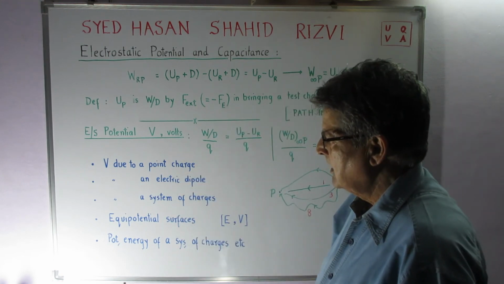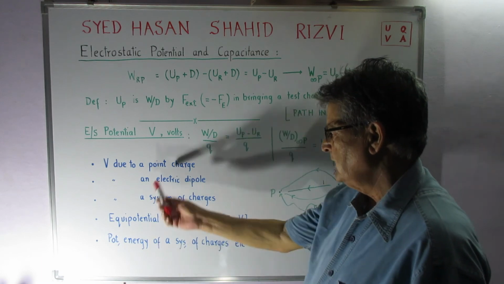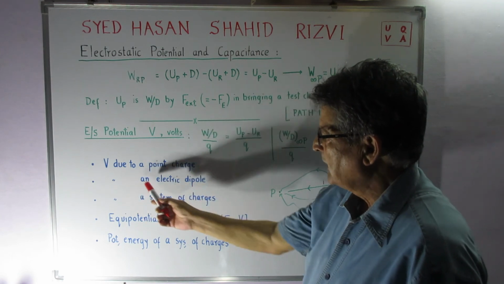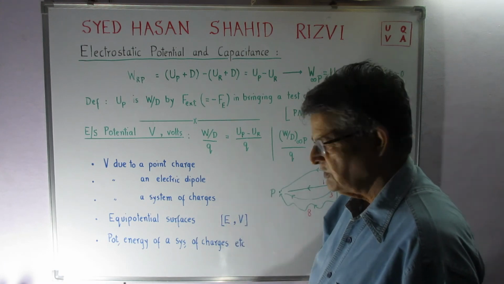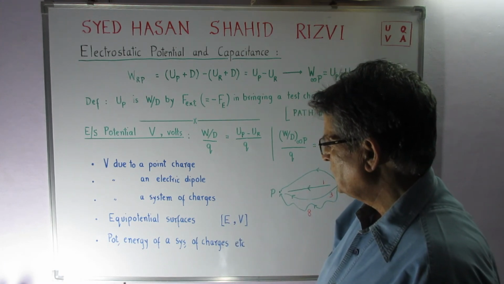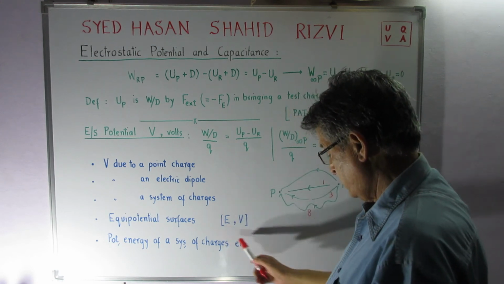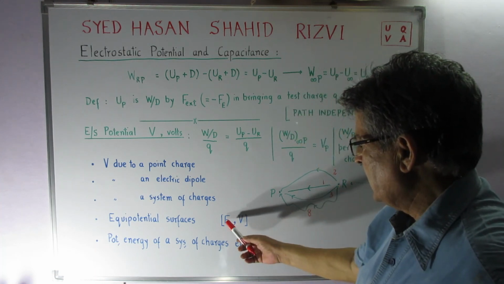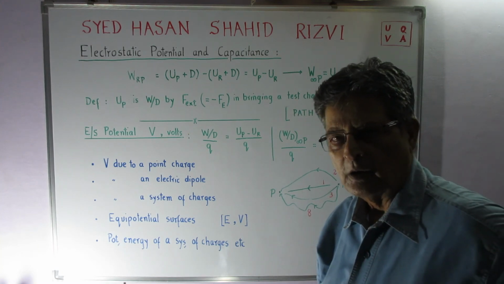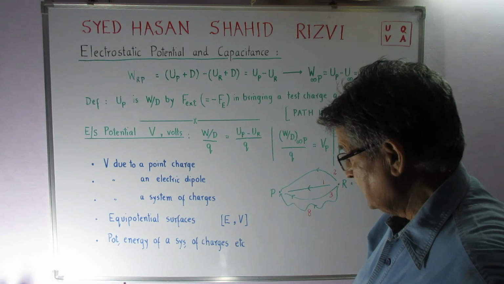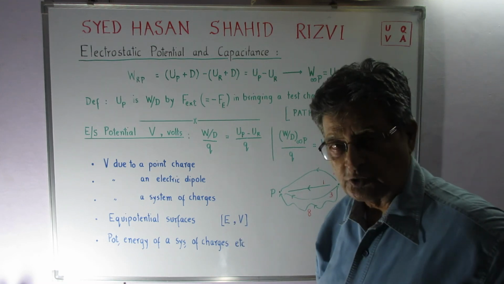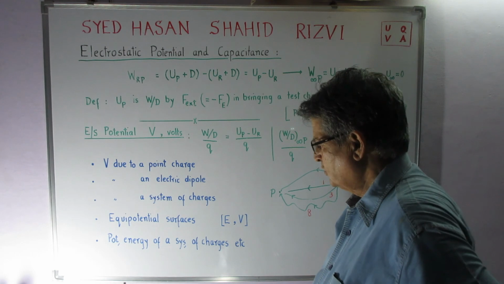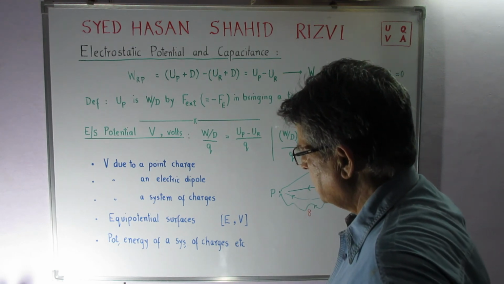Now next in offing is to find an expression for the potential, electric potential due to a point charge, due to an electric dipole, due to a system of charges, and talk about what are known as equipotential surfaces. And there I will tell you a relation that exists between the electric field and the potential. And there is a gradient kind of thing that I will introduce to you. I'm just taking the name just in case you are lured to learn about that and come back to the next class.